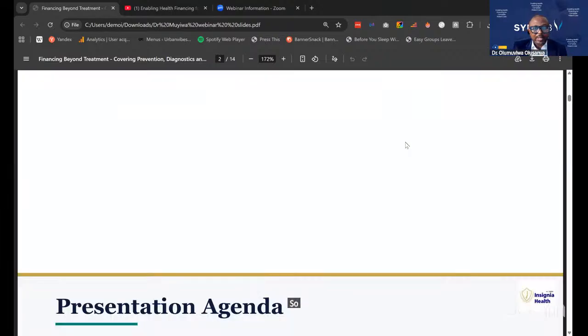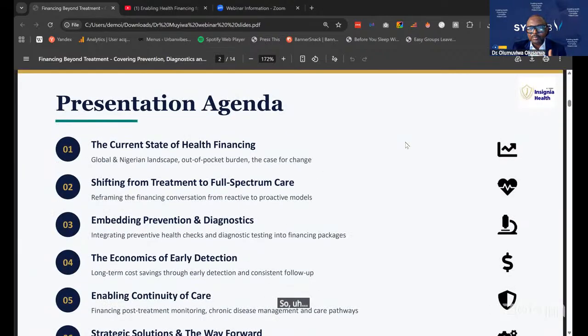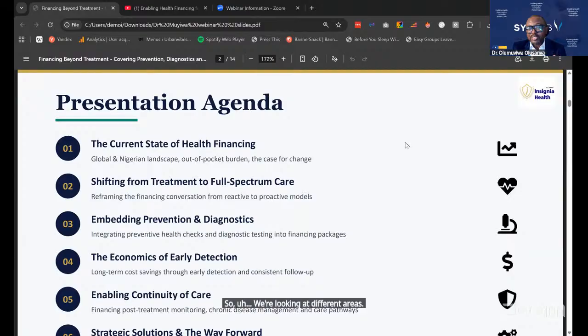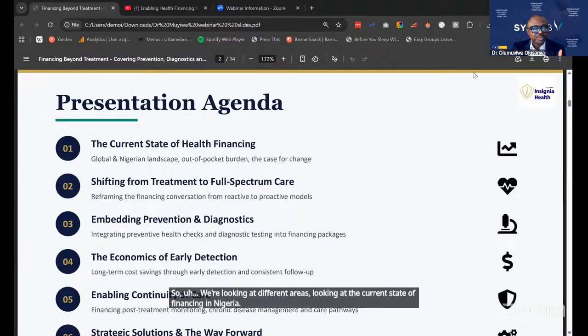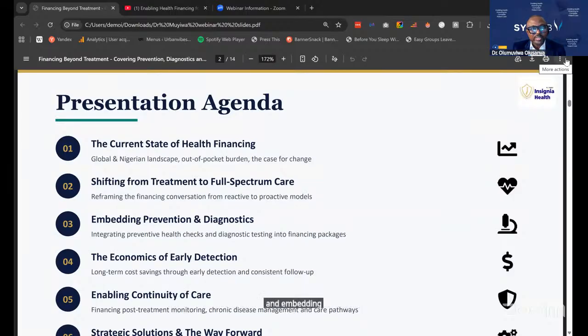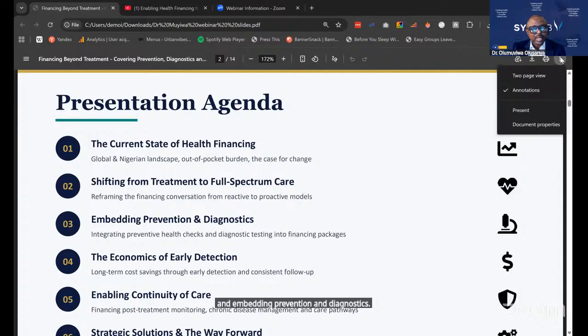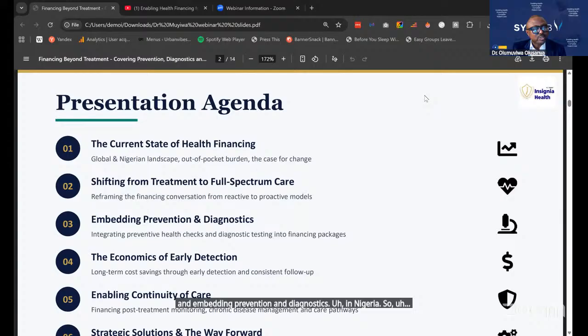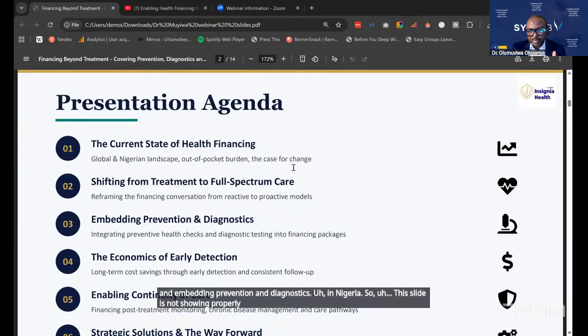So we're looking at different areas: the current state of financing in Nigeria, shifting from treatment to the full spectrum of care, and embedding prevention and diagnostics in Nigeria.